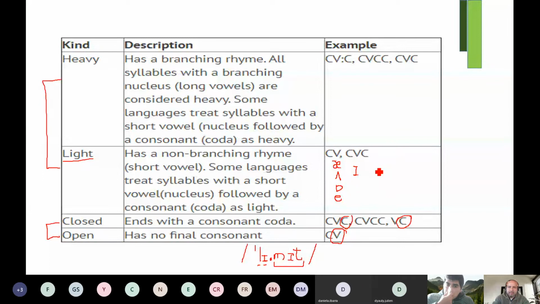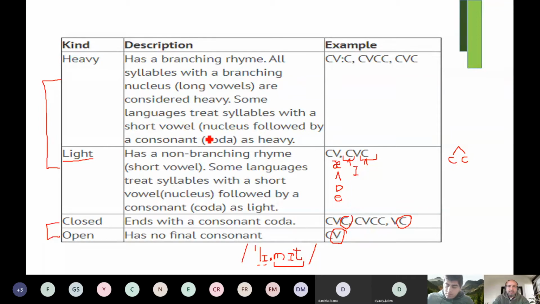Also, if a syllable has a non-branching rhyme or a non-branching onset, it's going to be considered a light syllable. Branching means that there are two or more consonant sounds. So if you have two or more consonant sounds here, it's going to be called heavy. If it has only one consonant sound, it's going to be called light. So that's pretty much it in terms of light.